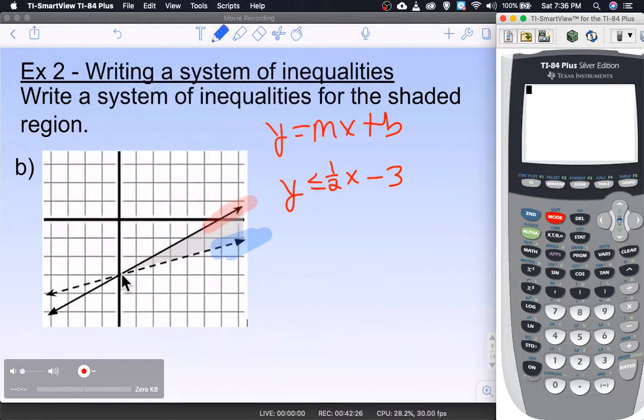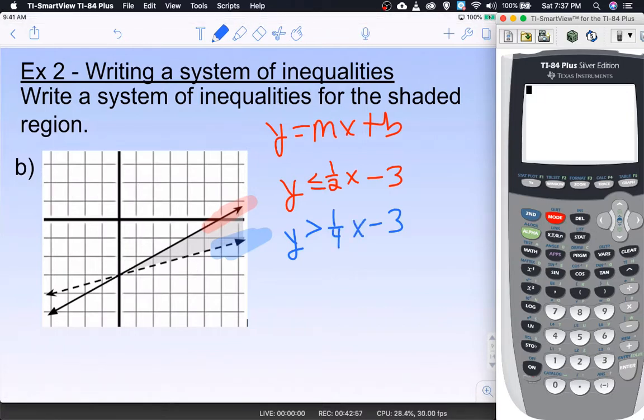Of my blue line, y, this is a dotted line, and it's greater. So I need a greater than, but not or equal to, because it's dotted. So y is greater than this line that has a y-intercept of negative 3. See? They share the same y-intercept. But now instead of the slope being 1/2, my slope is up 1 over 1, 2, 3, 4. 1/4 x. Boom. And that's done.